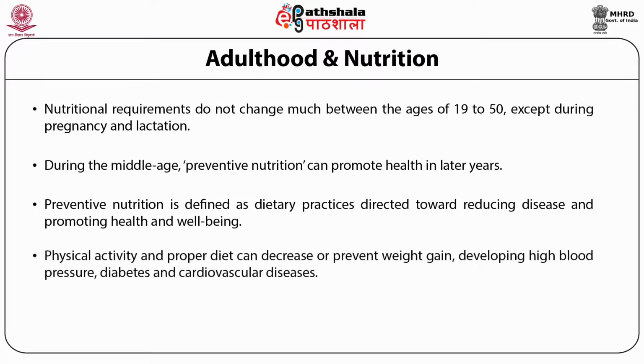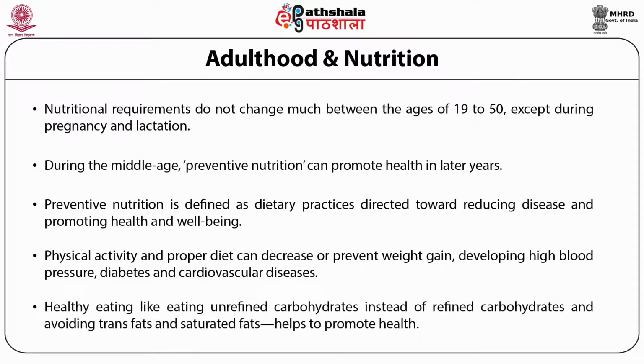The physical activity and the proper diet can decrease or prevent the weight gain, and developing high blood pressure, diabetes and cardiovascular diseases. So an adequate diet and physical activity need to be maintained during adulthood. Healthy eating, like eating unrefined carbohydrates instead of refined carbohydrates and avoiding trans fat and saturated fats, helps to promote the growth and to have a stable period during adulthood.